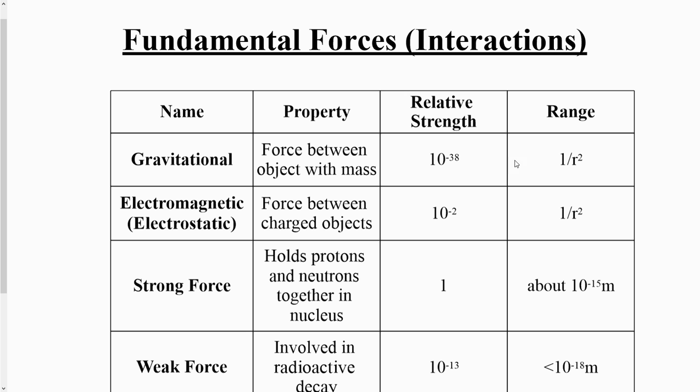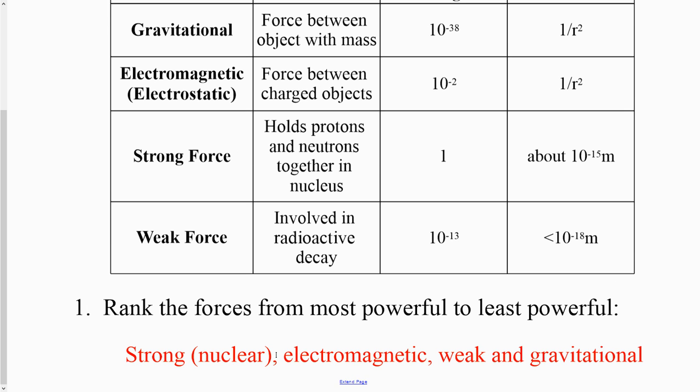The range for gravitational is 1 over r squared, the inverse square law. Same with electromagnetic. The strong force is 10 to the negative 15 meters because it resides in the nucleus, and then the weak force is less than 10 to the negative 18 meters. I ranked the forces from most powerful to the least powerful. Strong is the strongest, electromagnetic, weak, and then gravitational.